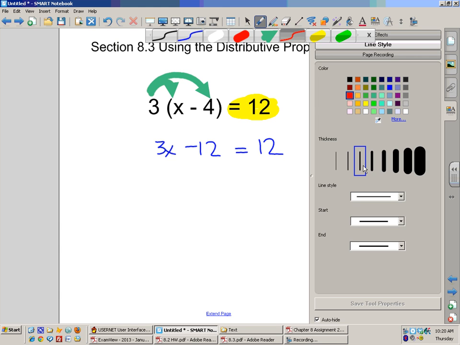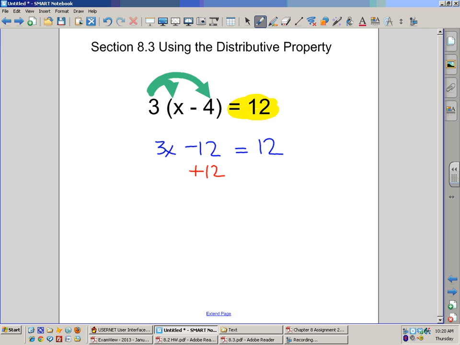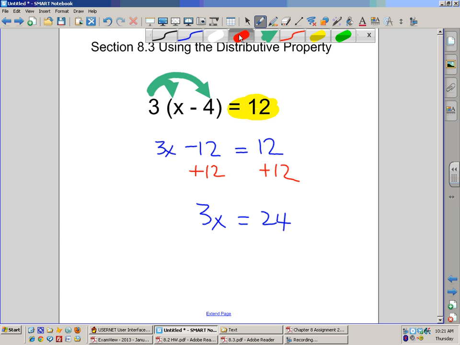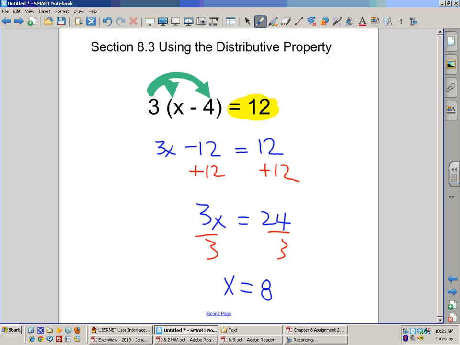Then from there, we will have our canceling of the negative 12 with the positive 12. We'll add 12 on that side. And so we'll have 3x equals 24. And of course, we just simply divide by 3 on both sides, and we end up with x equals 8. So not too much of a jump from where we were.